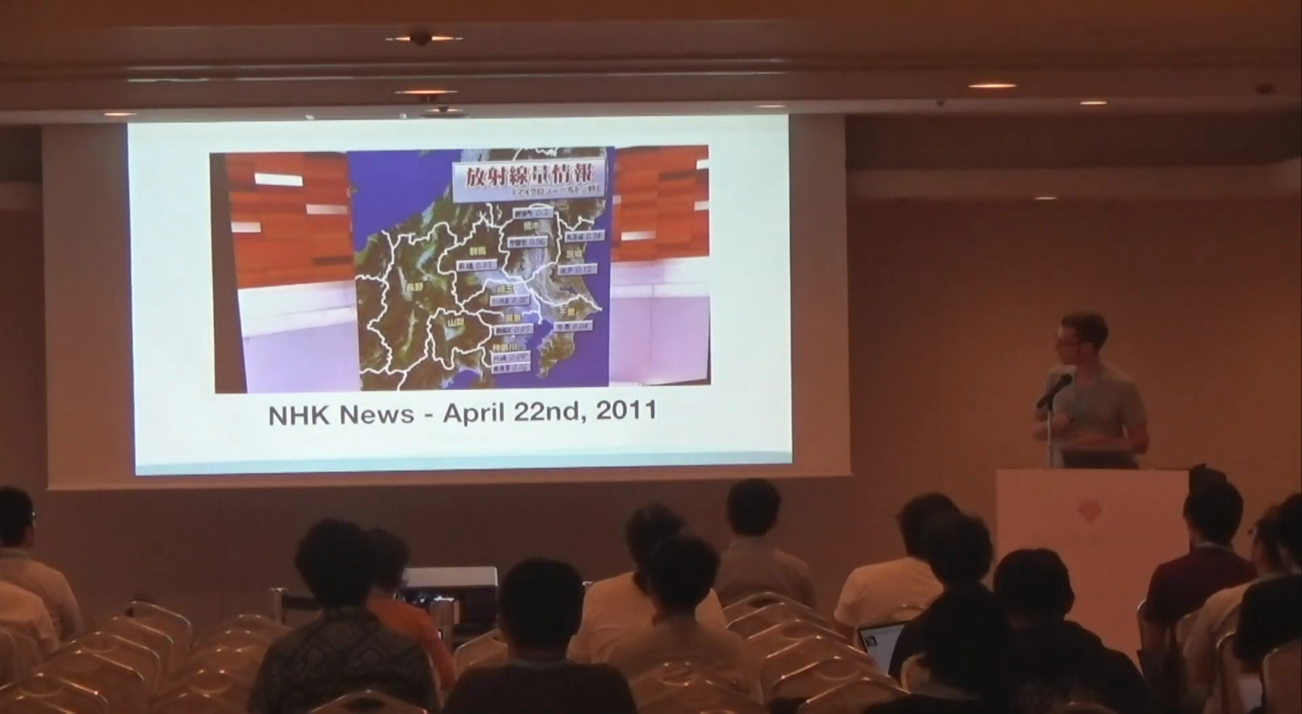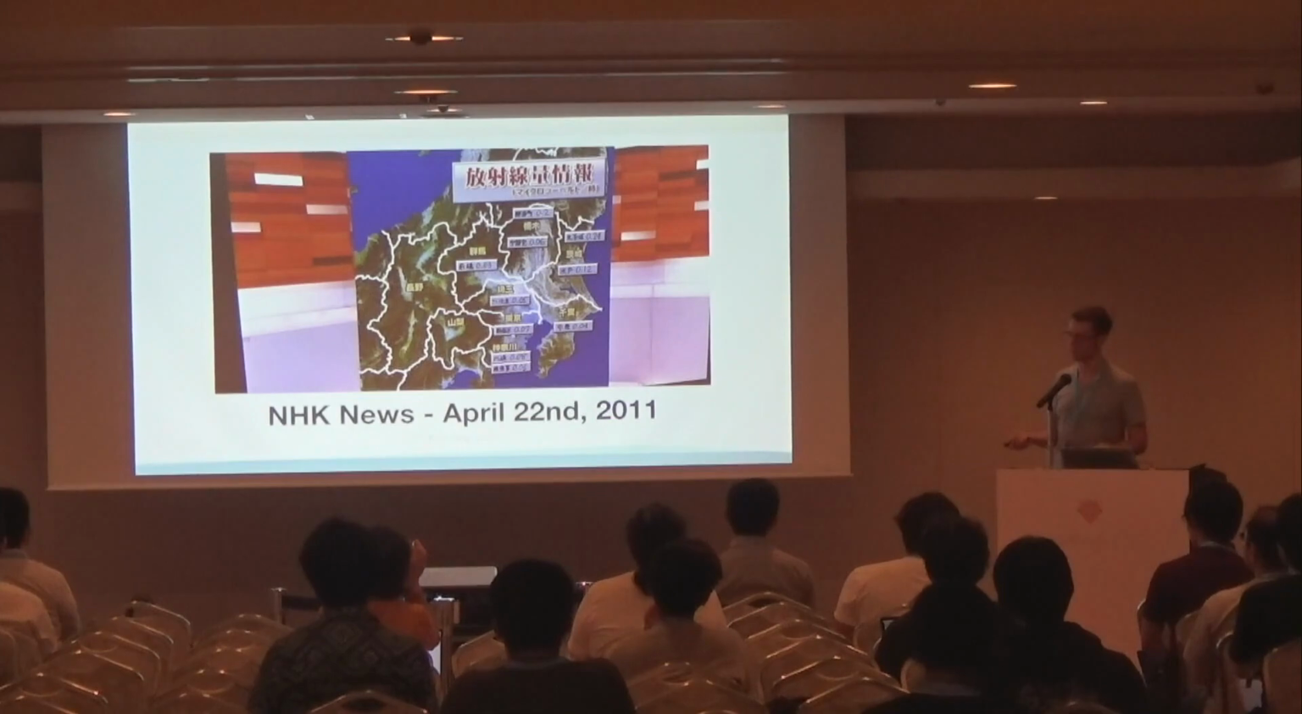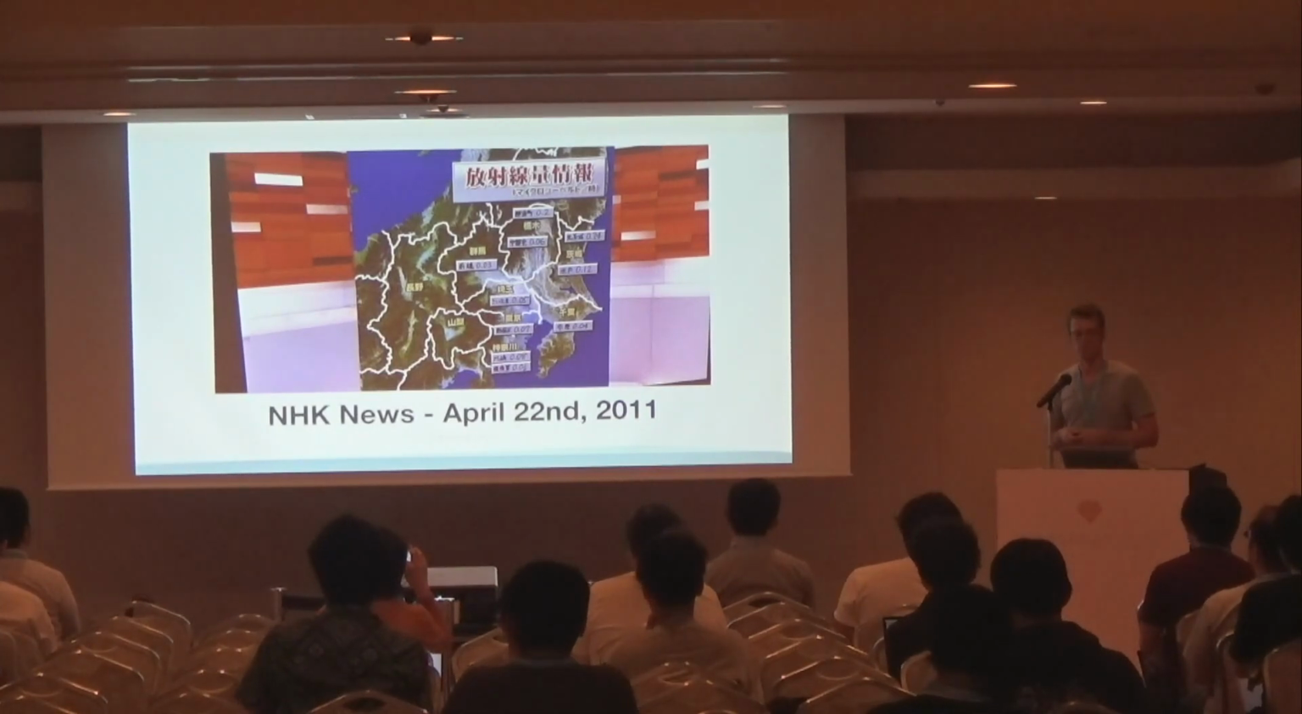So shortly after the Tohoku earthquake and the Fukushima nuclear disaster, a lot of people, as I said, were left wondering, how are the levels? Is the radiation level okay? Are people safe? And this is an image that was taken from NHK News on April 22nd, so even a month or so after the quake and the nuclear disaster.